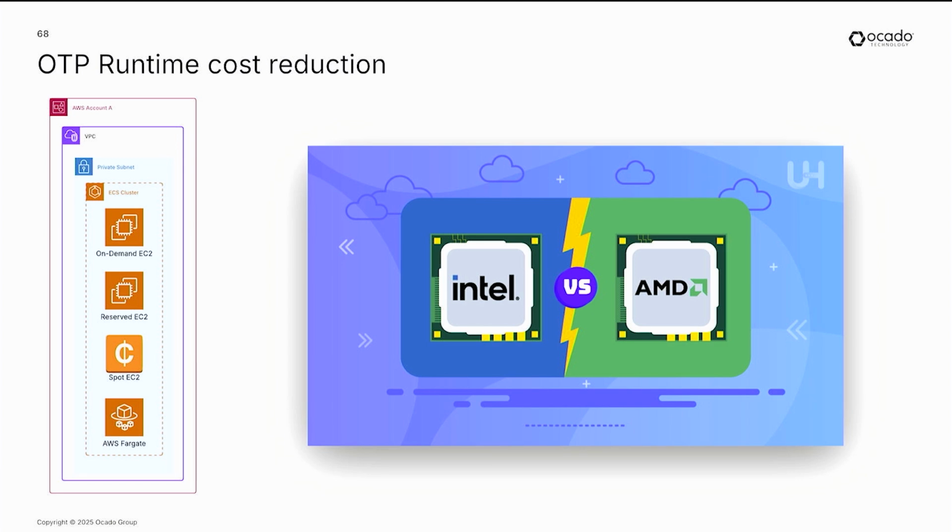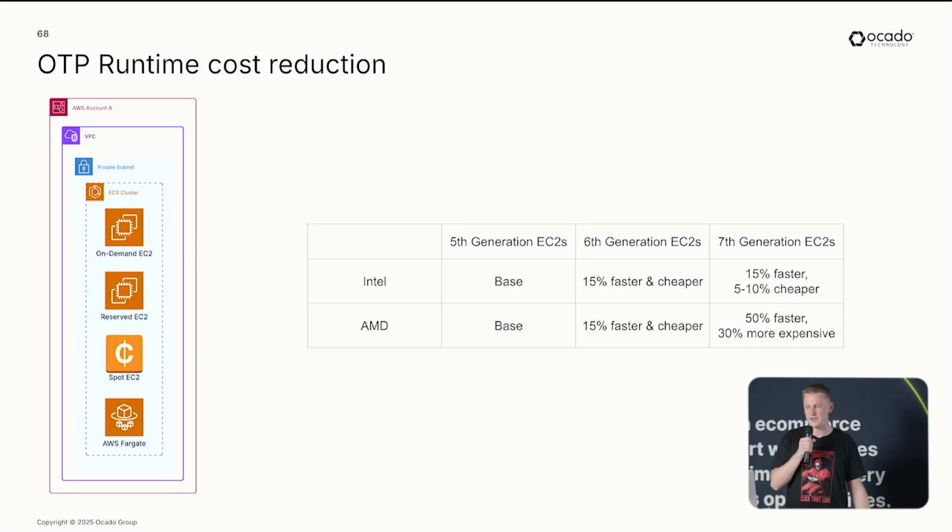All right, let's talk about the all-time battle, Intel versus AMD. We gather a lot of data, so obviously we were eager to check how those two compare. And we compared them to the base of 5th generation EC2s. With 6th generation, so the newer one, both Intel and AMD proved to be about 15% faster and cheaper compared to the 5th generation of instances.